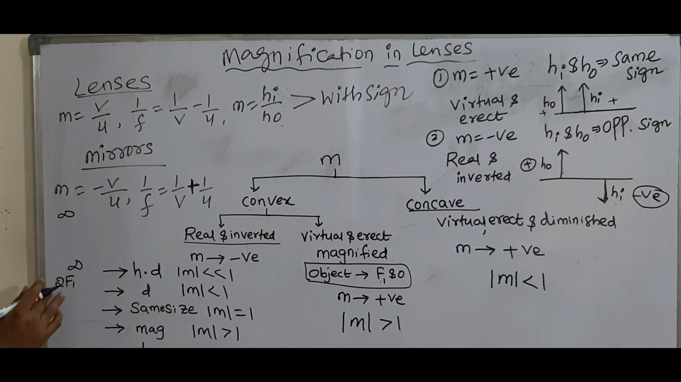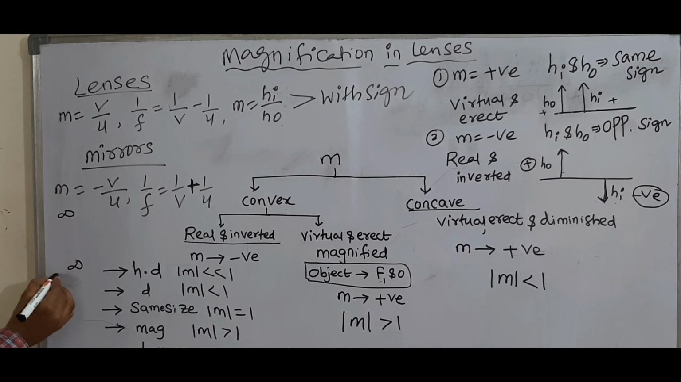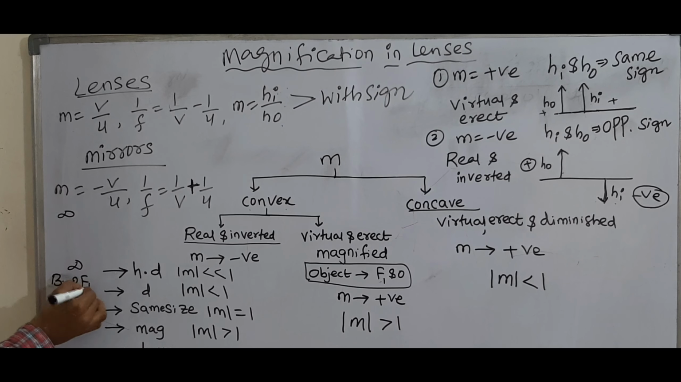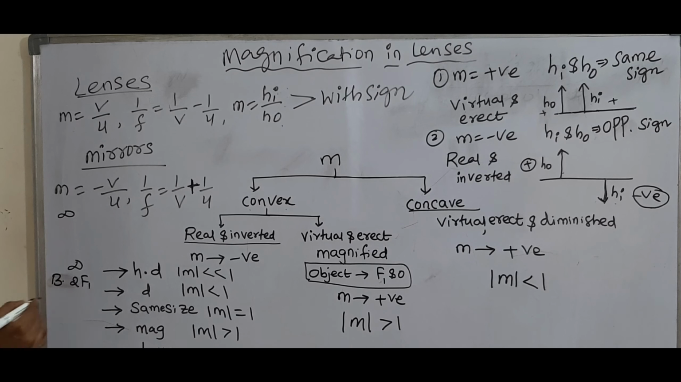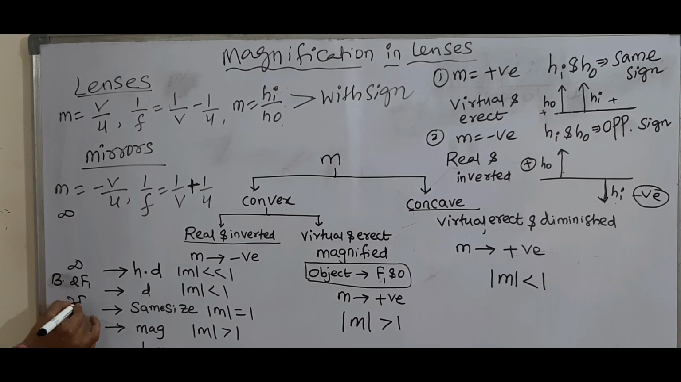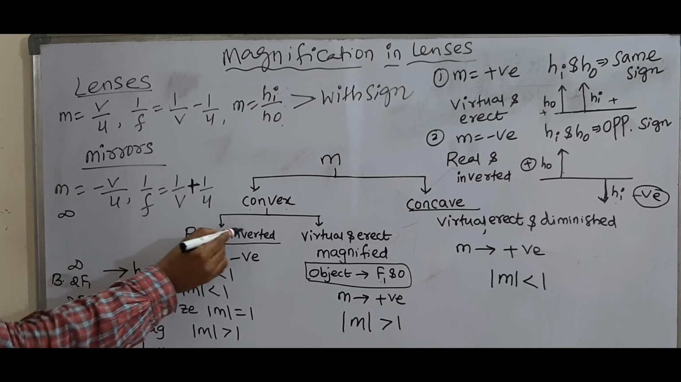Next, beyond 2f1. Which image is formed? Real and inverted image is formed. So magnification is negative. Next, at 2f1. Which image is formed? Real and inverted image is formed.